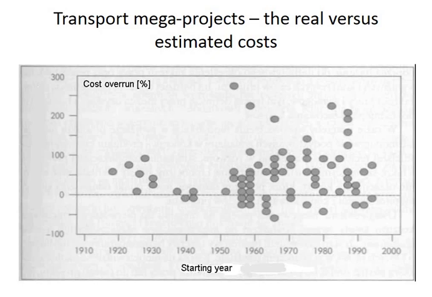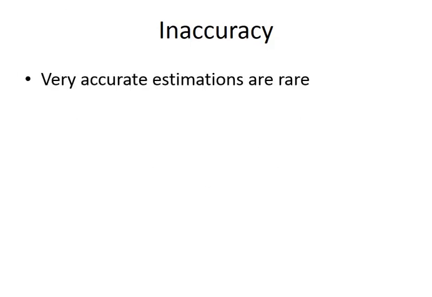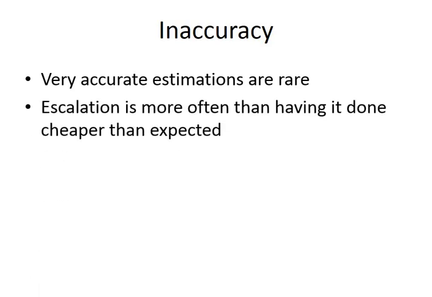It's not purely statistical difference, which means that there must be some deep-rooted reason behind it. So there must be some reasons causing this, what we would call systematic error. First of all, we need to say that accurate estimations are rare, and escalation is more common than having it done cheaper than expected, as we have seen. The dots were based on some real data.